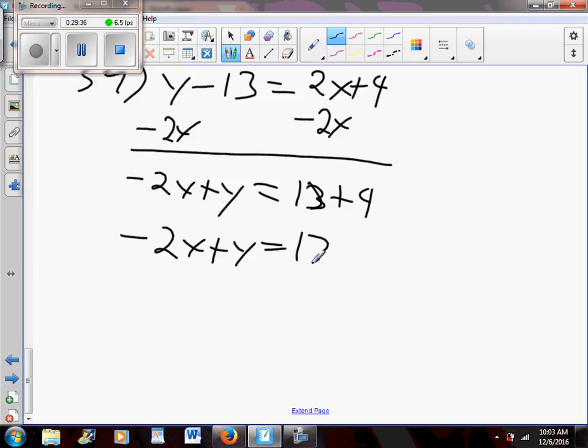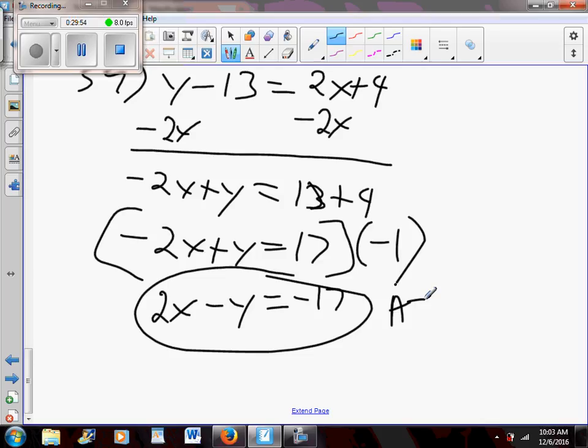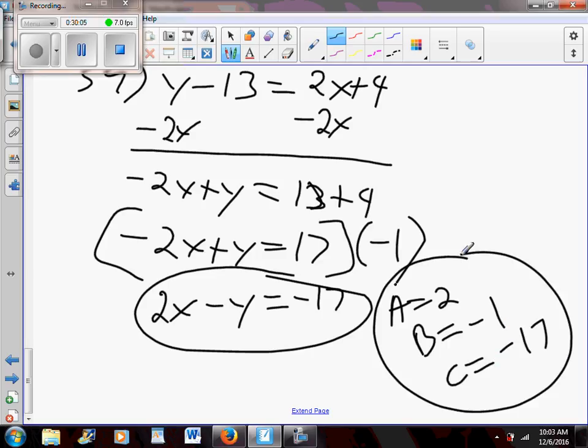Now we have to multiply everything by negative 1 here, don't we? The entire equation has got to be multiplied by negative 1 to make the coefficient of x a positive number. 2x, excuse me, minus y equals negative 17. This is standard form. If I were to ask you to identify A, B, and C, you should tell me A is equal to 2, B is equal to negative 1. C is equal to, yeah, okay.